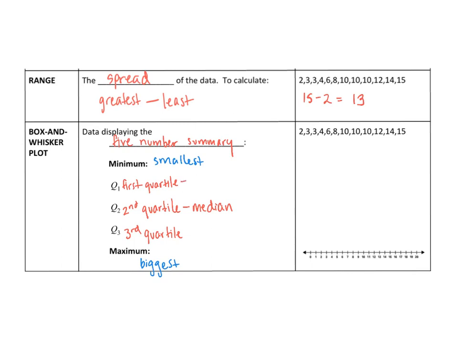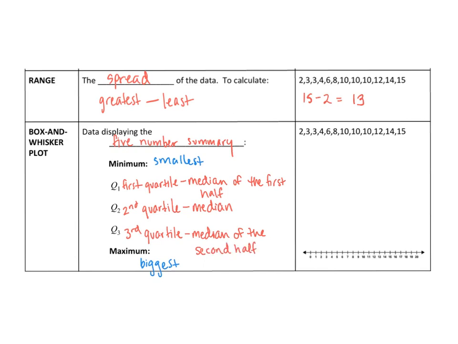The first quartile is the median of the first half. So we're splitting our data into the first half and second half. The first quartile is the exact middle of the first half. So it's basically like a quarter through. That's why it's called a quartile. So it's a quarter through the data. The third quartile is the median of the second half.